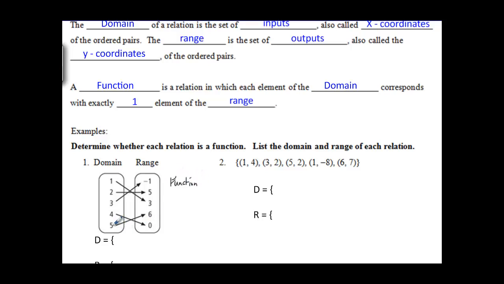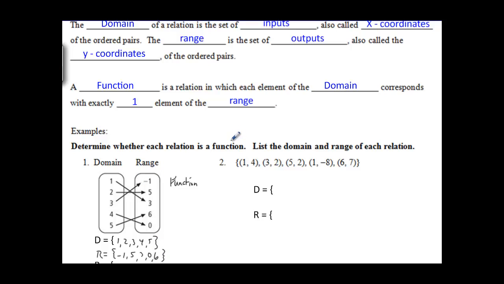The domain is all our x's, so we can go {1, 2, 3, 4, 5}, close brackets. And it's a little hard to see here, but the range is all of the y's over here, which we have -1, 5, 3, 0, and 6. So that's using mapping.